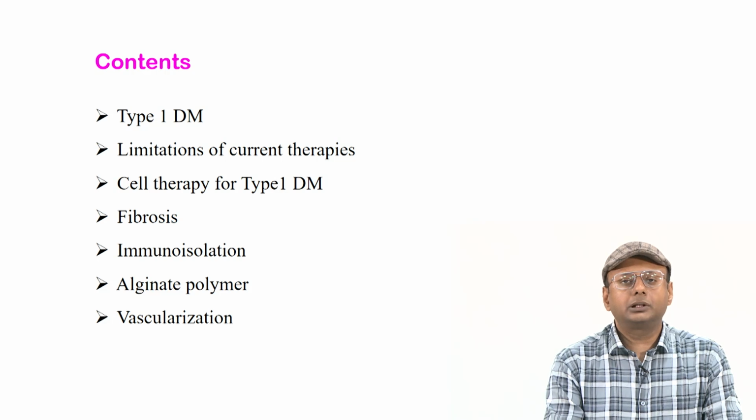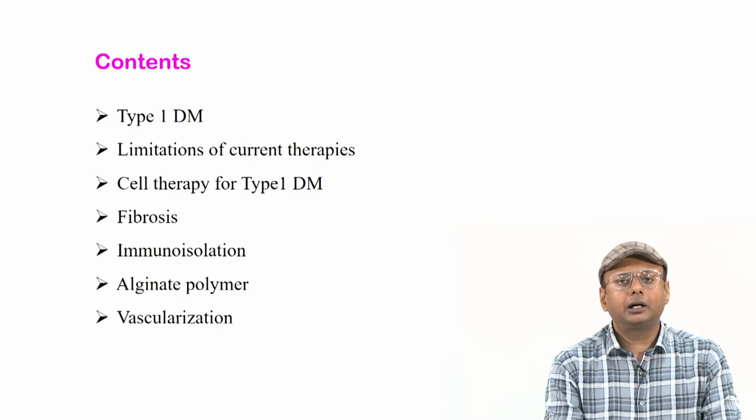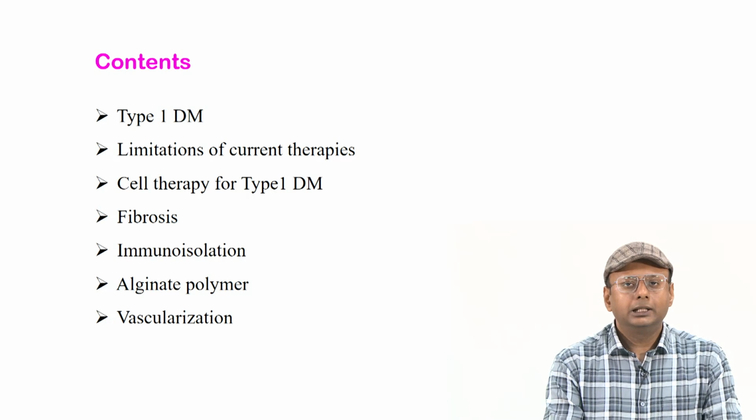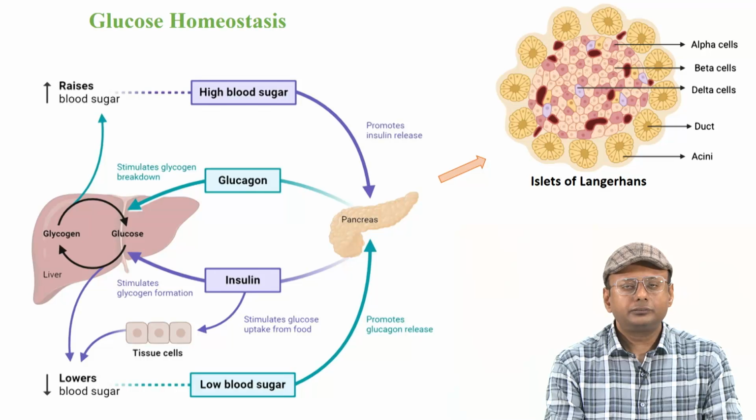Then we will introduce a new concept of fibrosis, and we will also discuss what the challenges related to cell based therapy due to fibrosis are. Then we will discuss immunoisolation and how alginate based polymer or other natural biopolymers can be used for immunoisolation of the cells. Lastly, we will discuss an interesting component, vascularization, and why vascularization might be helpful and needed for cell based therapy. So this would be a very interesting, maybe little bit longer class. So let's enjoy.